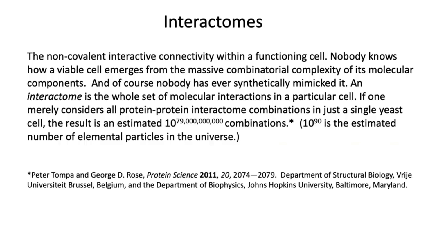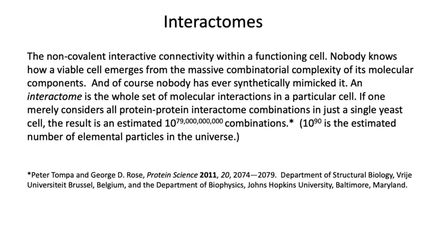Interactomes. This is the non-covalent interactions that function within a cell. Nobody knows how a viable cell emerges from the massive combinatorial complexity of its molecular components. And of course, nobody's ever synthetically mimicked it. An interactome is the whole set of molecular interactions in a particular cell. If one merely considers protein-protein interaction combinations in just a single yeast cell, the result is an estimated 10 to the 79 billion combinations. That's estimated by these folks at Johns Hopkins and Brussels, all right? That's not my estimation.